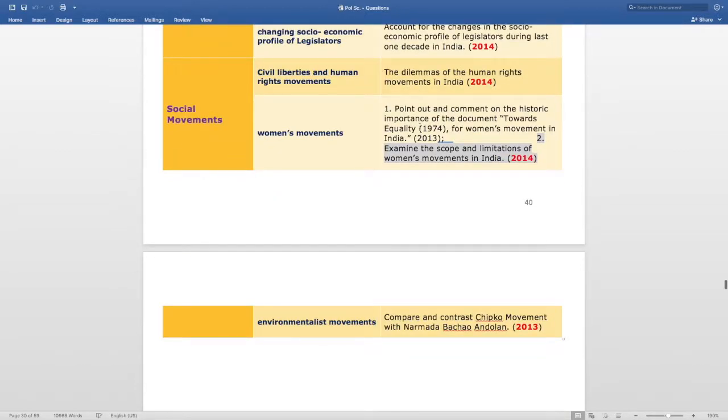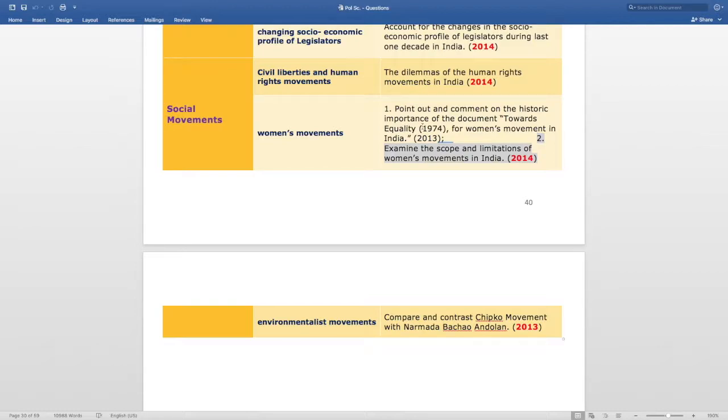The next topic is social movements. The subtopic: civil liberties and human rights movements. The question from this subtopic is: the dilemmas of the human rights movements in India. It is asked in 2014.